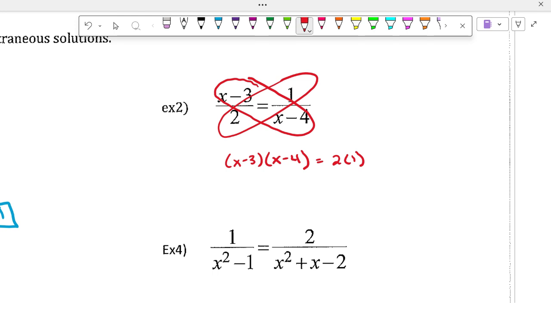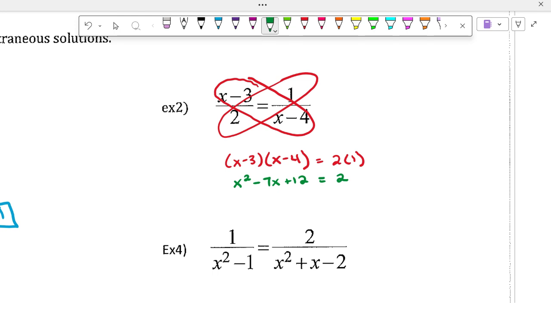Now, the left side of our equation, how would I evaluate that? FOIL, box method, whatever. So we're going to end up with a what on the left side? A quadratic. All right. So you guys could FOIL that on your own. So I'm just going to tell you what it is. So it's x squared minus 7x plus 12 is equal to 2.